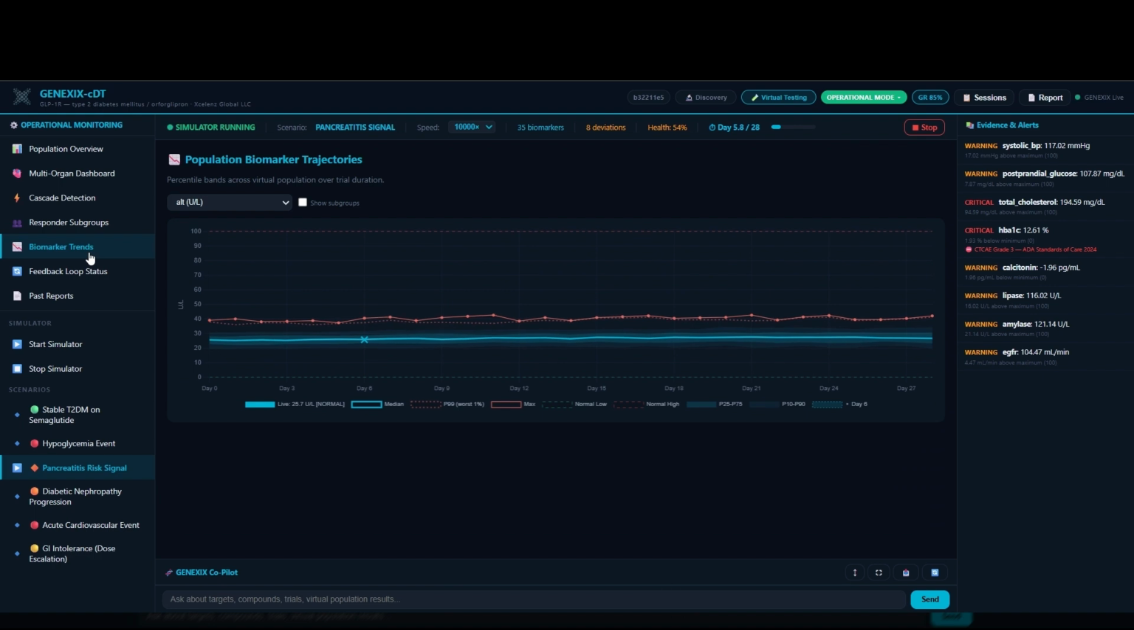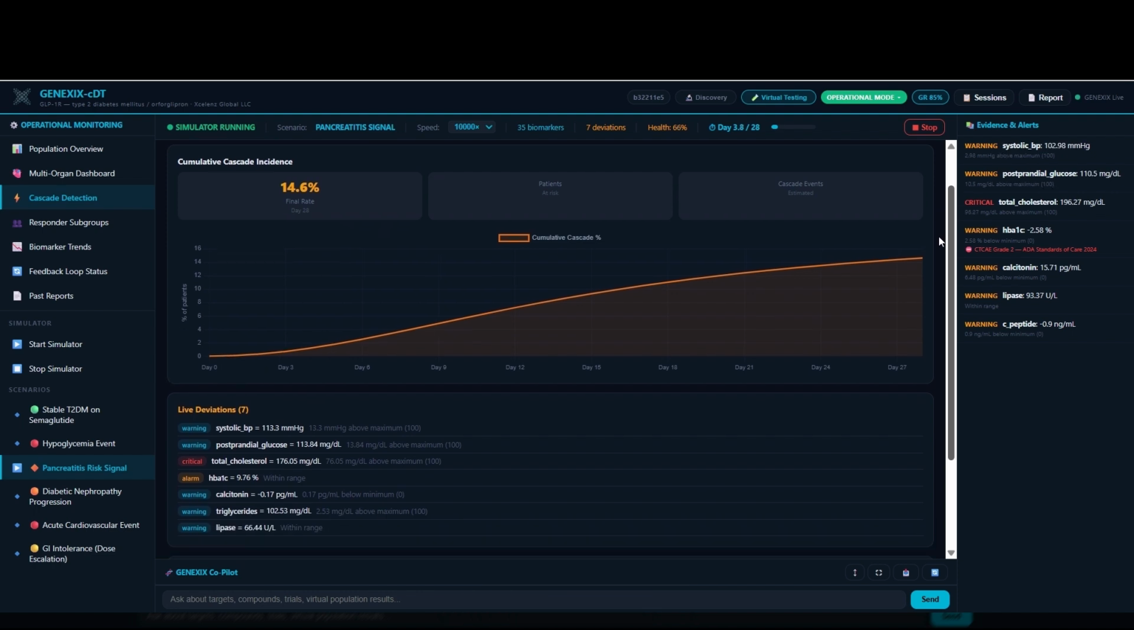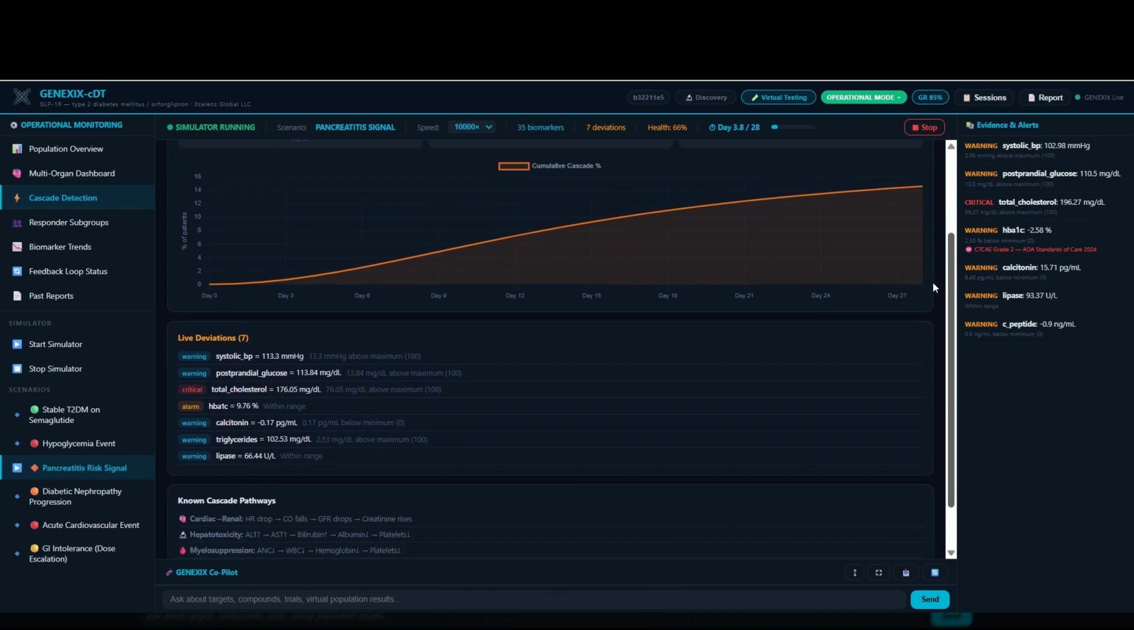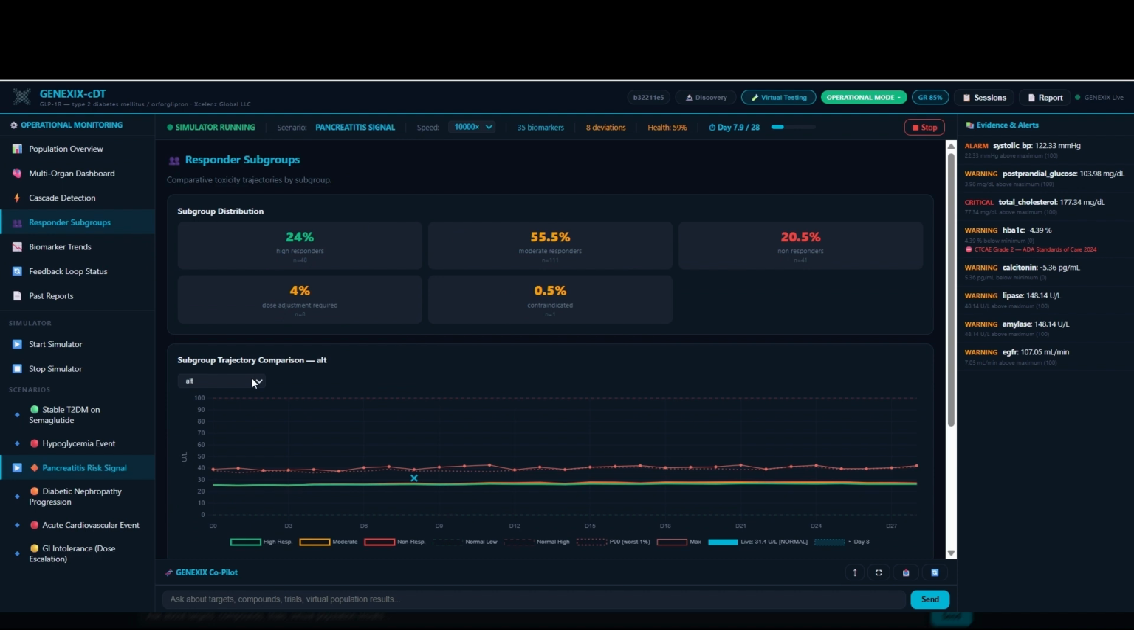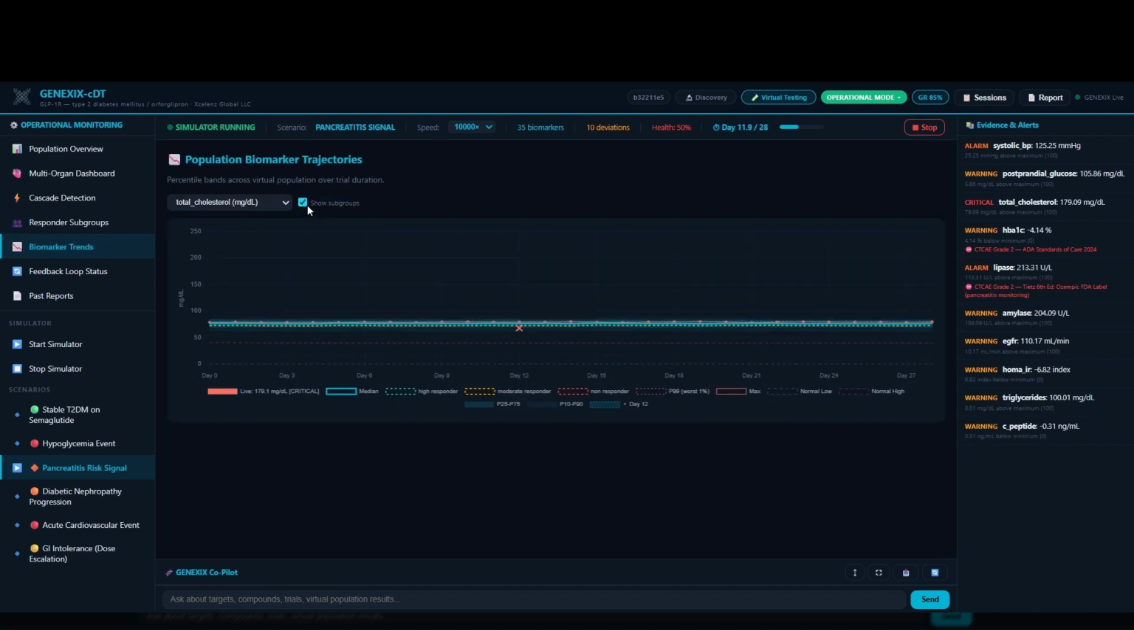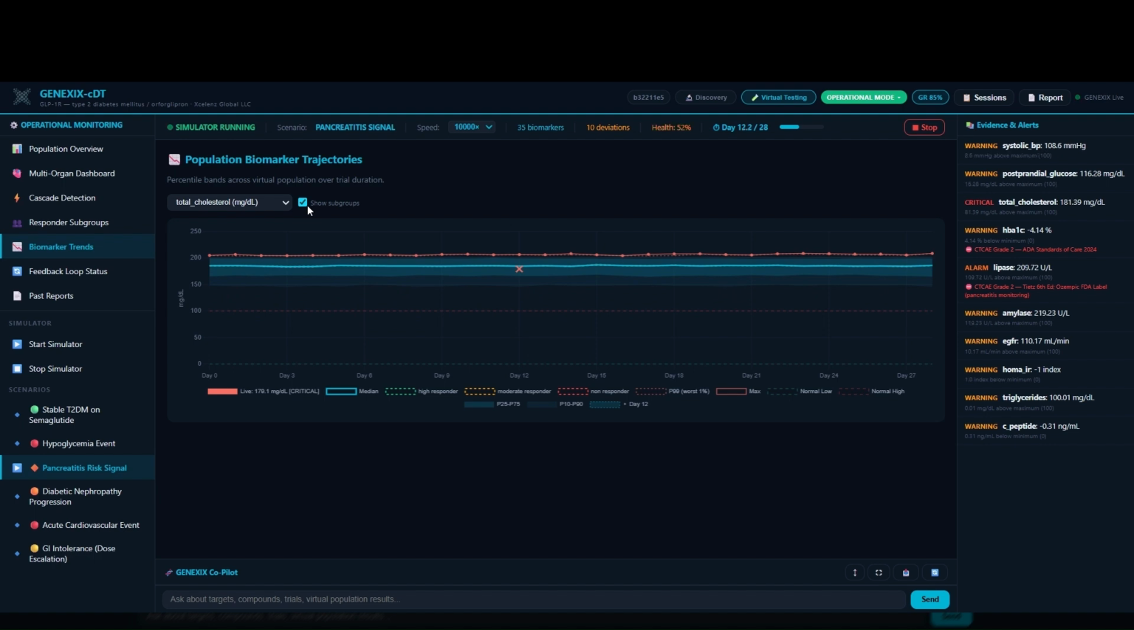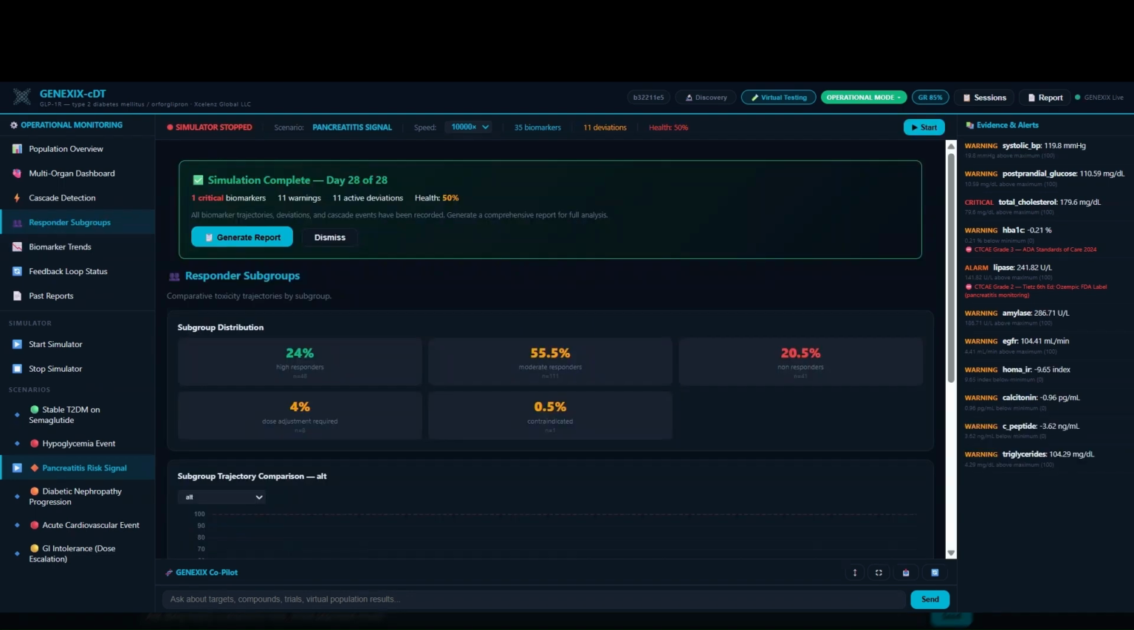GENEXIX-cDT does not look at a single lab value in isolation. It looks for cascade behavior. It tracks whether one biomarker deviation is spreading into a multi-organ risk pattern, and whether high responders, moderate responders, and non-responders behave differently over time. The biomarker trend screen shows the longitudinal view. This is where the platform becomes more than a trial simulator. It becomes a clinical safety monitoring twin that can follow populations, subgroups, and individual risk trajectories across time. At day 28, the simulation completes with active deviations, warnings, and one critical biomarker signal.